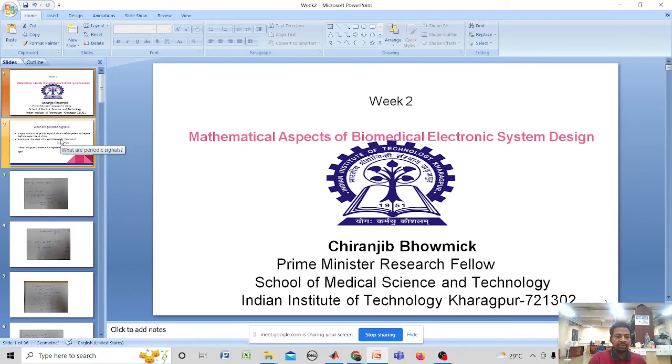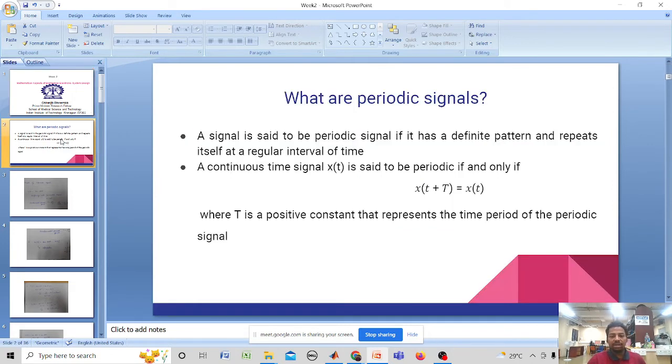So after giving an introduction about myself and what we have done in week 1, let us understand what periodic signals are. We know that a signal is said to be periodic if it has a definite pattern and it repeats itself at regular intervals of time. So a periodic signal should repeat itself after regular intervals. It means for continuous time it should vary from minus infinity to infinity, and it should vary with a definite pattern.